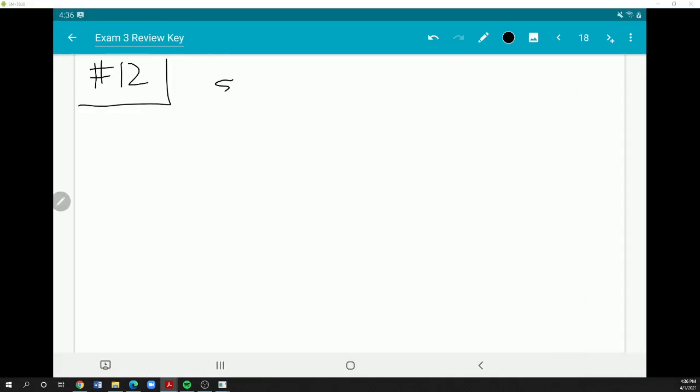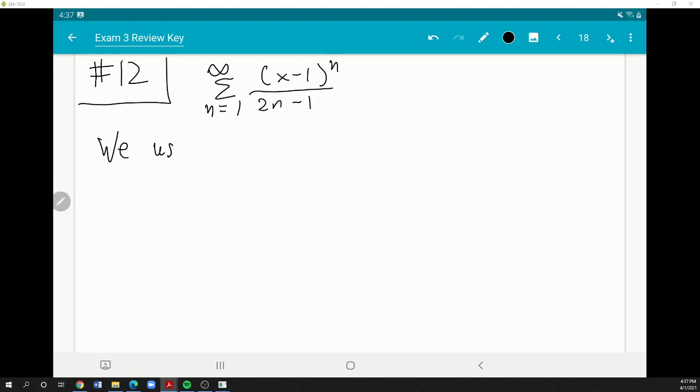Remember, these now are power series. (x minus 1)^n over 2n minus 1. Now here I need to use a test, either ratio or root. Root doesn't seem to do much because it'll mess with the x minus 1, but I don't really care about that too much. It's going to make the 2n minus stuff weird, so we use the ratio test here. When in doubt, use the ratio test.